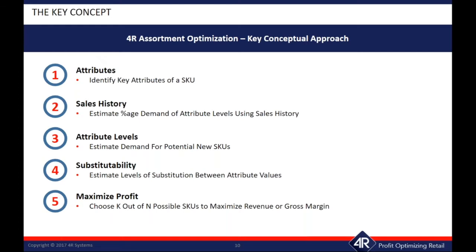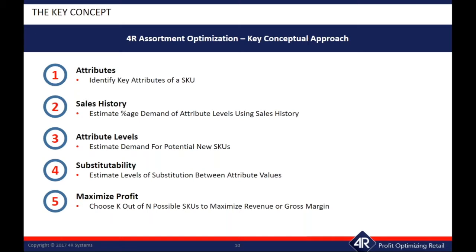Think about attributes. Step two, we developed a way you could use your sales history of products you're currently selling to predict the demand for different attribute levels. Okay, how many customers want, if you think about price point, good, better, best, how many want the good product, how many want better, how many want best, and how does that vary by store?